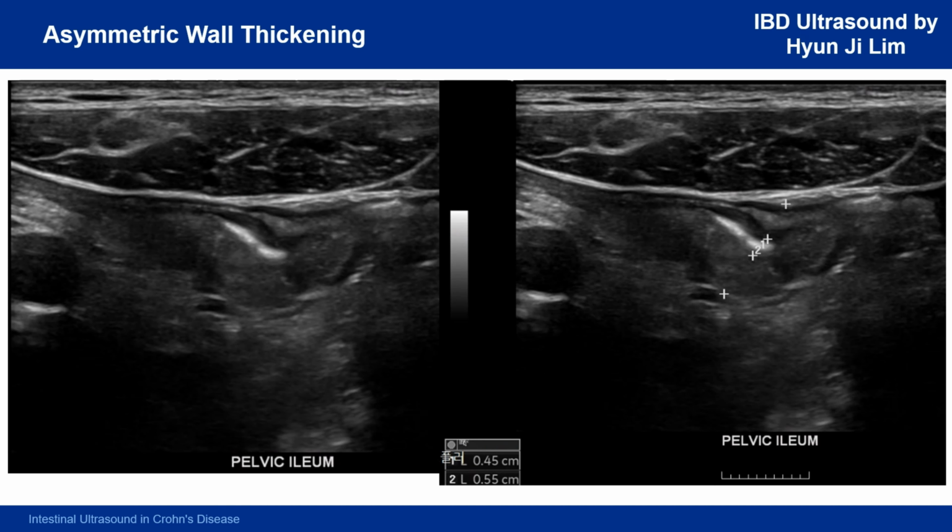In this case, the pelvic ileum segments demonstrate an asymmetric bowel wall thickening. The anterior wall shows mild wall thickening, while the posterior wall is more markedly thickened.